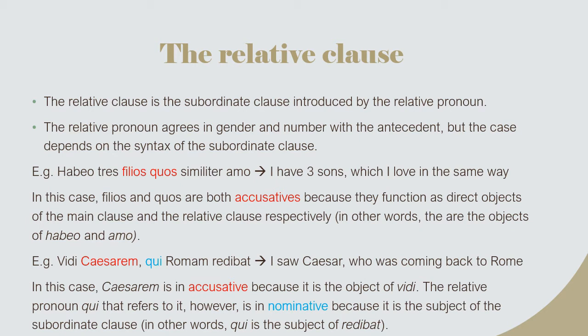But in the second example, things are different, because I say vidi Caesarem qui Romam redibat. I saw Caesar, who was coming back to Rome. So in this case, we see that Caesarem and qui are in two different cases, because Caesarem is an accusative, and it is an accusative because it is the direct object of vidi, I saw whom? Caesar. And qui, however, becomes the subject of the relative clause. In other words, qui is the subject of redibat, and so it needs to be in the nominative case.